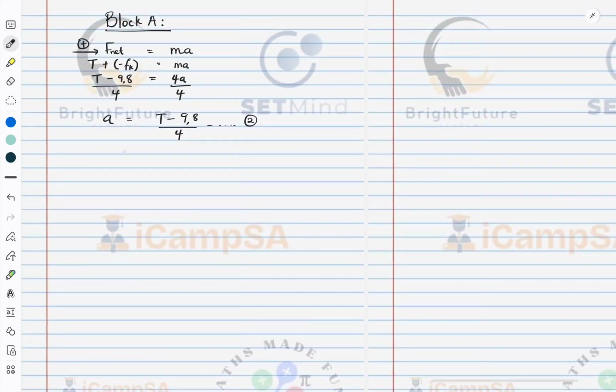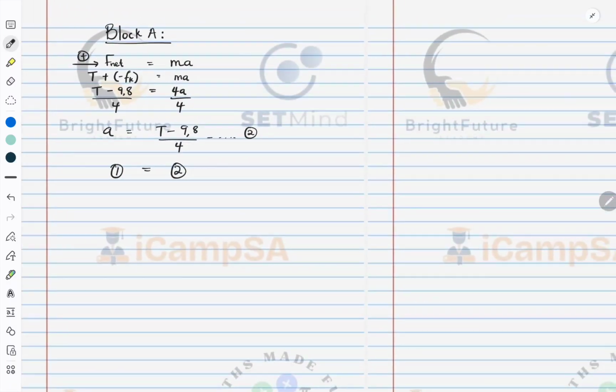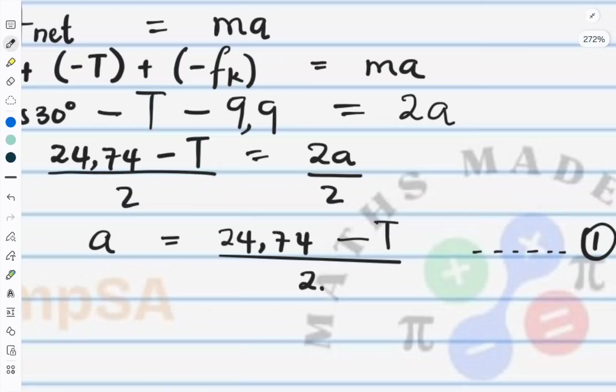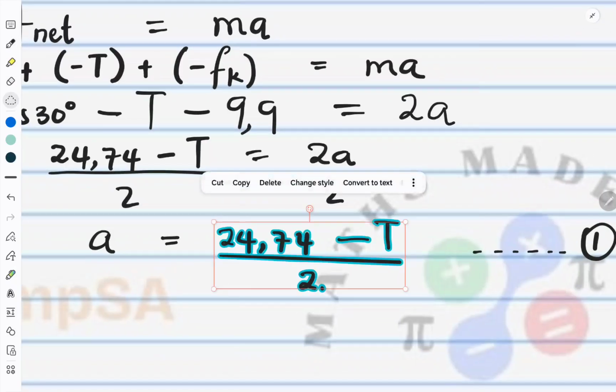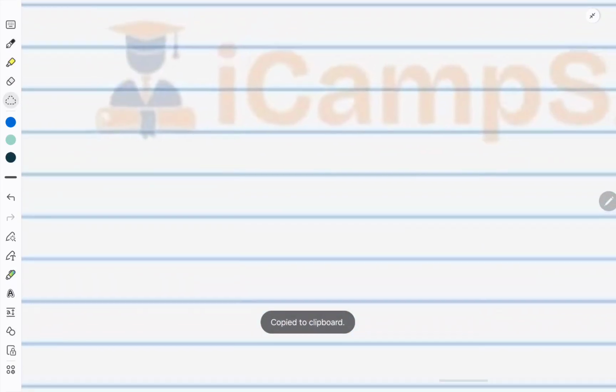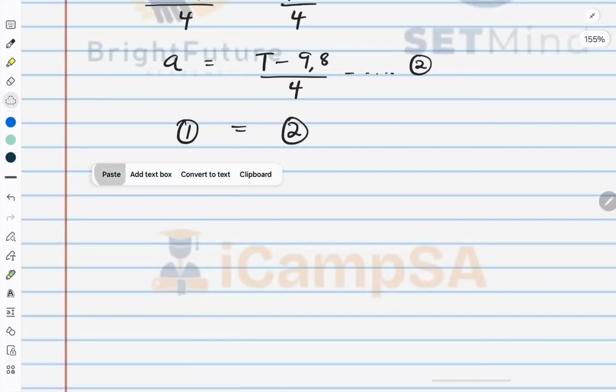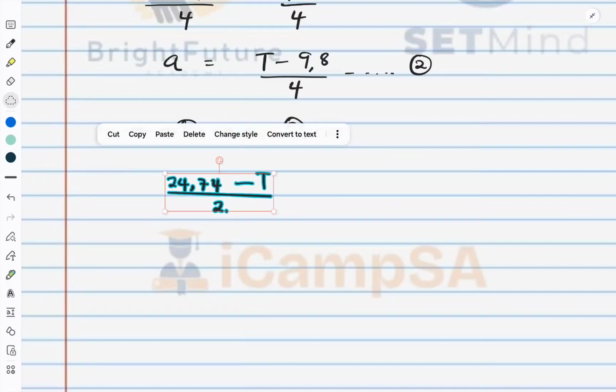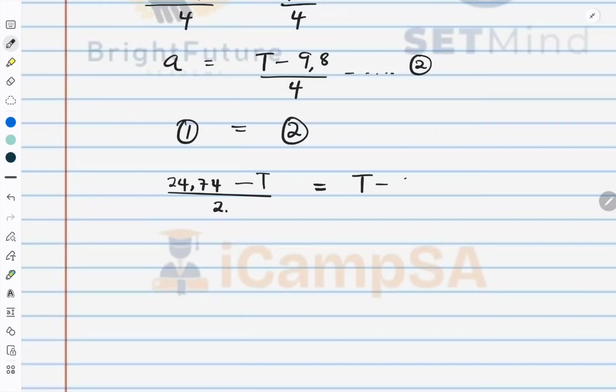So now when you get to this point, this is where you can just say equation 1 is equals to equation 2, right? Then you take these equations and you put them alongside each other. Let's take this one, and then at this point you'll be able to solve for your T. T is equals to T minus 9.8 over 4. Here it's just math.